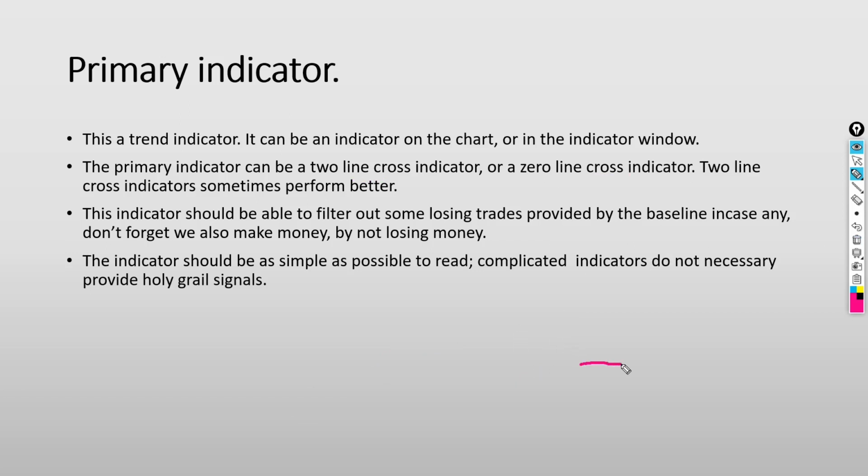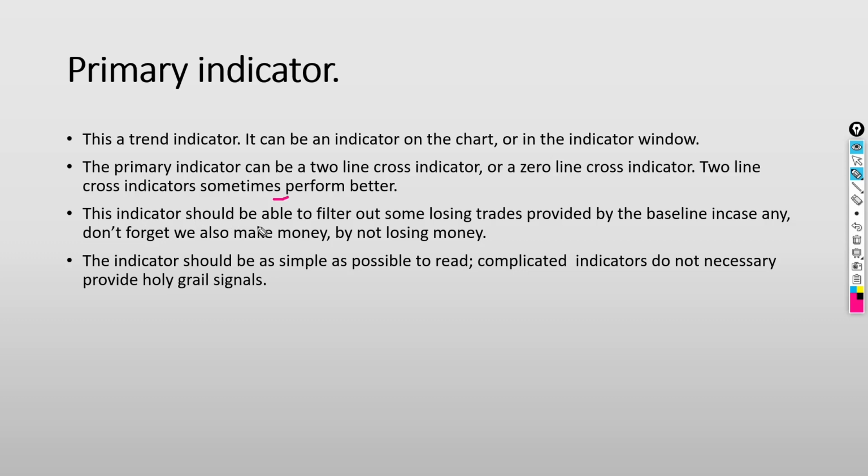Then a zero-line indicator is one where the indicator moves around a zero line. When it crosses above the zero into the positive side, that becomes a signal to buy. And when it crosses back into the negative side, we get a signal to sell. That is what we call the zero-line indicator. Two-line cross indicators sometimes perform better in general.